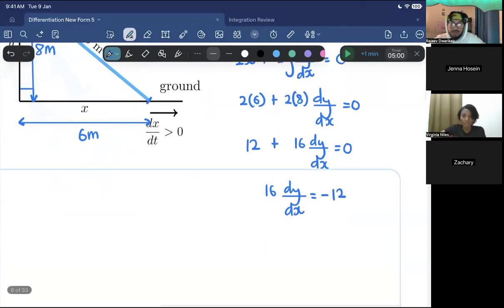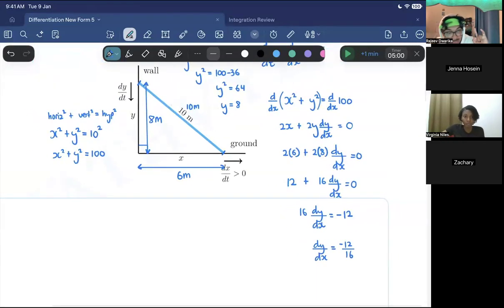What next? Very close, Zachary. Very close. So you divide. I divide both sides by 16, and I get minus 12 over 16. Yes, sir. Now that makes perfect sense. Let me explain.